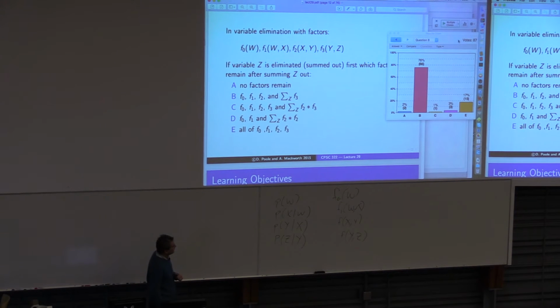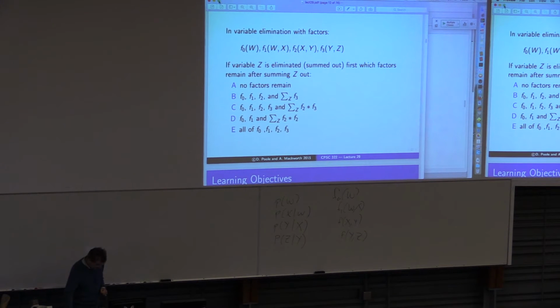Some people said E. No, we get rid of F3 because we're summing out Z. Once we got rid of Z, we don't have that. Okay, are there any questions about that? So now I'm going to assume you know how to do variable elimination. Now we're just going to start modeling things. Okay. Any questions about that?